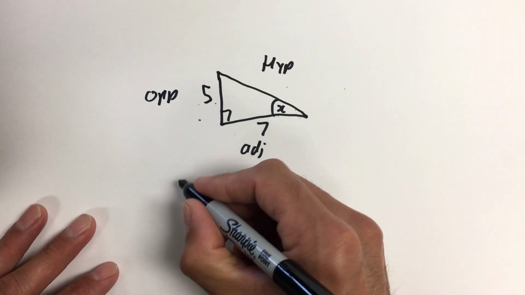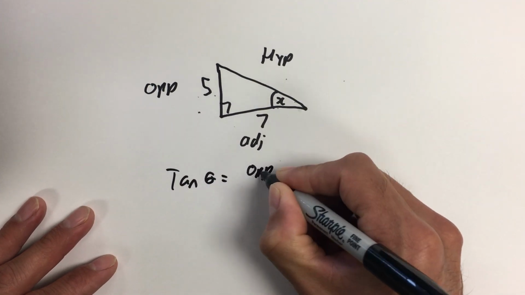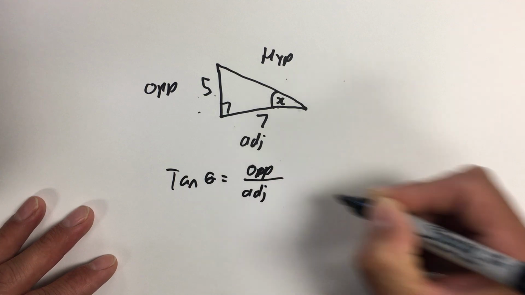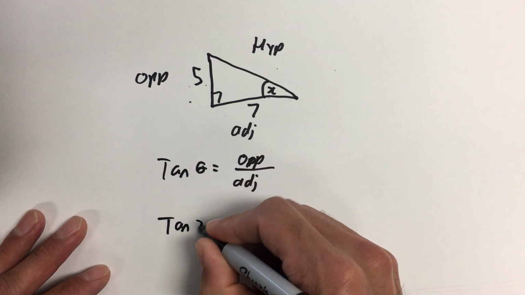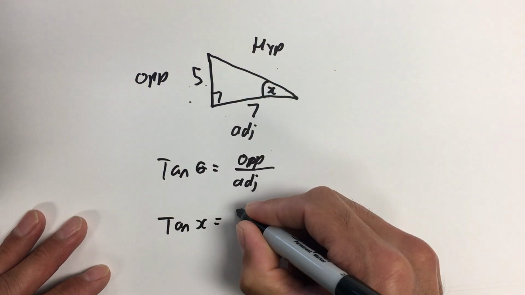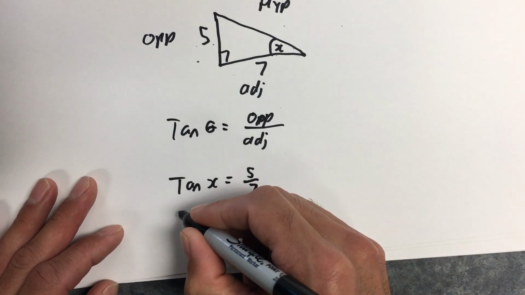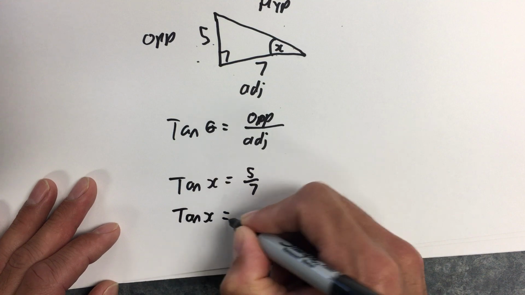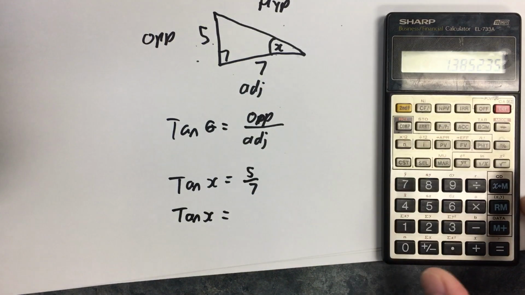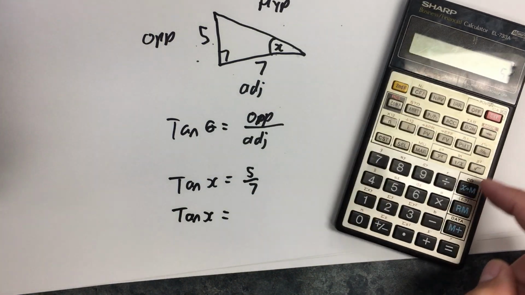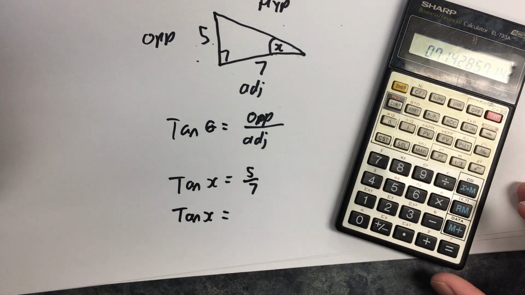So I'm going to go ahead and write that down. The tan of my angle is opposite over adjacent. In this particular case, the tan of angle X is opposite, which is 5, divided by adjacent, which is 7. I'll go ahead and use my calculator here. 5 divided by 7 is 0.7143.